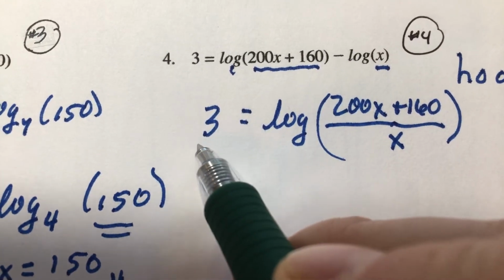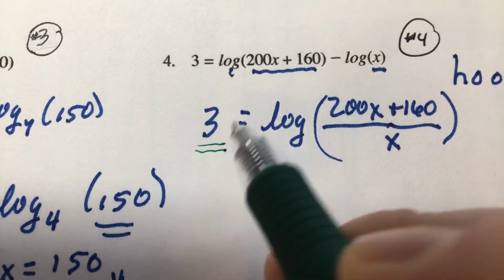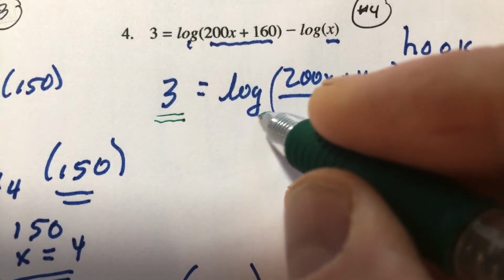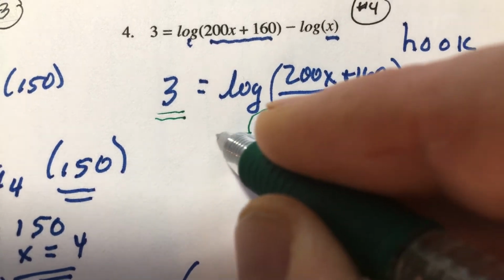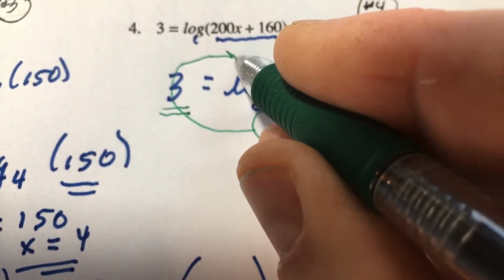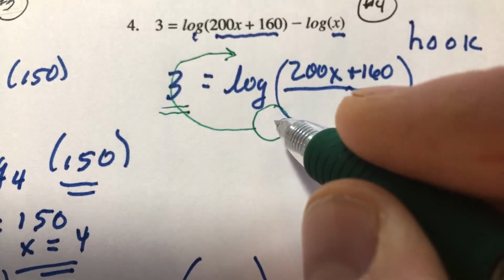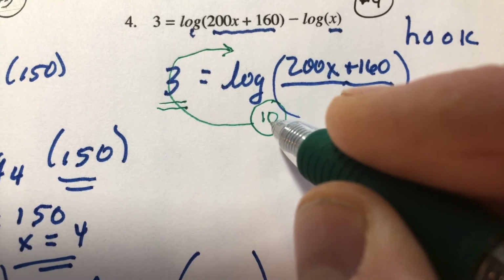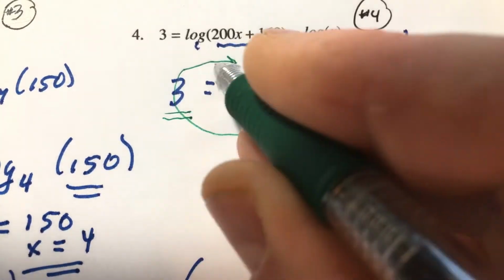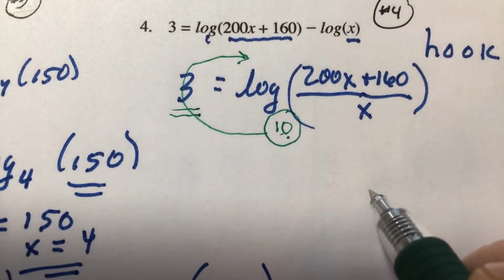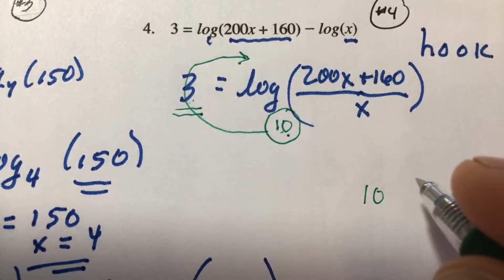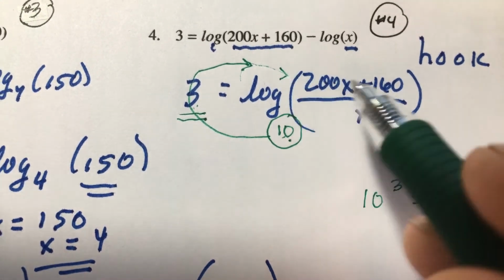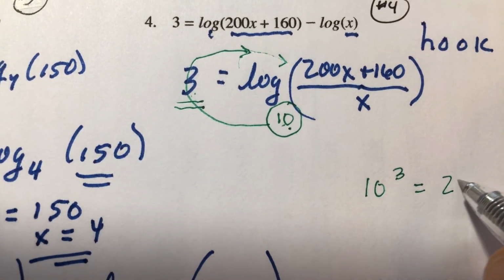Okay, so now this side does not have a logarithm. So now it's time to do the hook. Remember how the hook works. It's this number down here. Looks like that. That's what the hook looks like. Okay, so first off, if there's no number written down here, it's a 10 on this log. It's a 10. So when we do our hook, we would say 10 to this power, 3, equals whatever's sitting in there. All of that, okay?